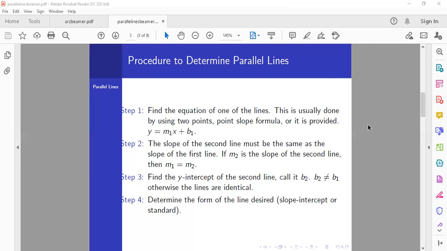So parallel lines have the same slope and different y-intercepts. And then, of course, step 4 would be to determine the form of the line desired, whether it's slope-intercept or standard. If it is not already mentioned, usually that implies a slope-intercept form.